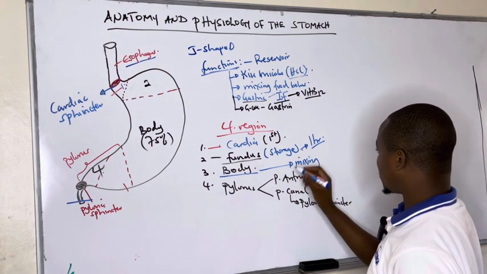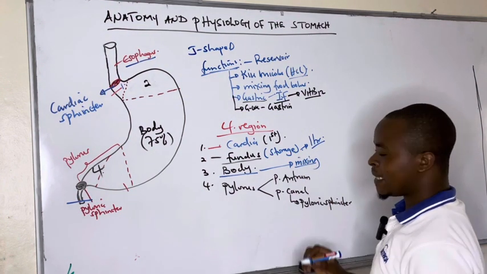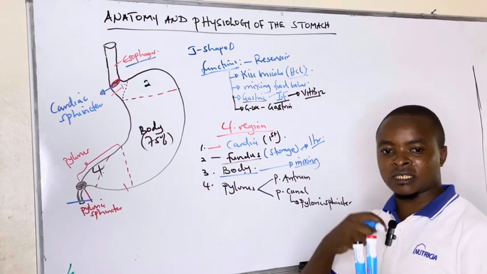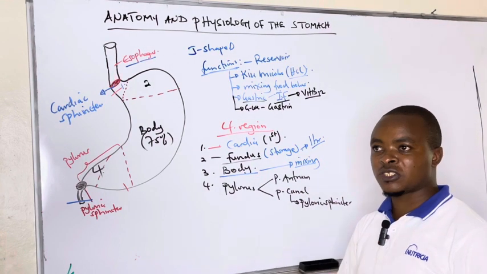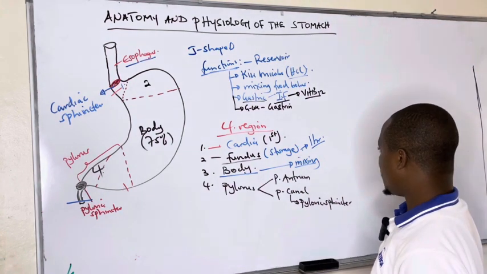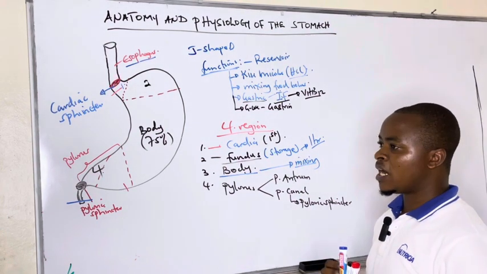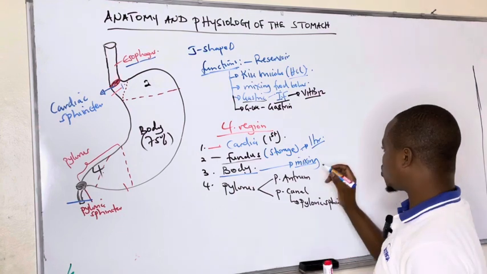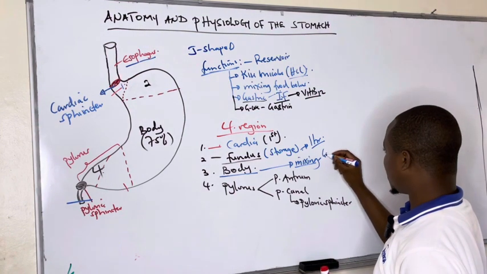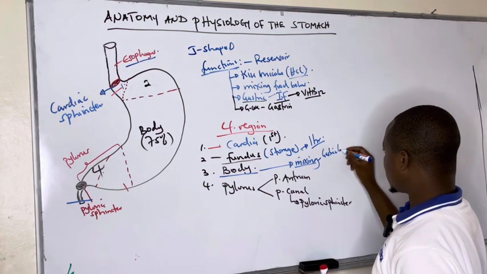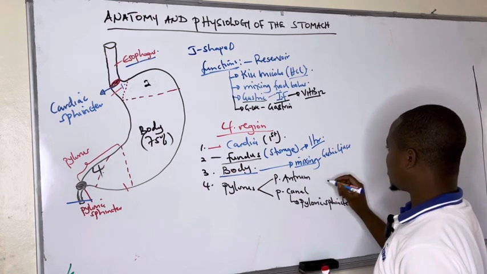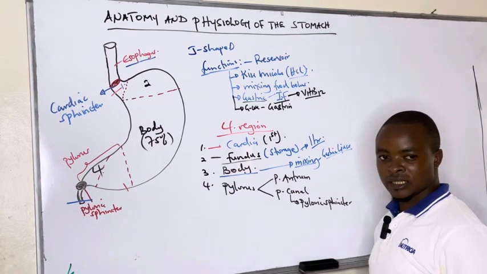So the body is the one that does the mixing, whereby there is churning action of the inner oblique, the middle circular, and the outer longitudinal muscle layers, mixing the food bolus together with the gastric juice. And in this stomach, we shall see also production of gastric lipase.